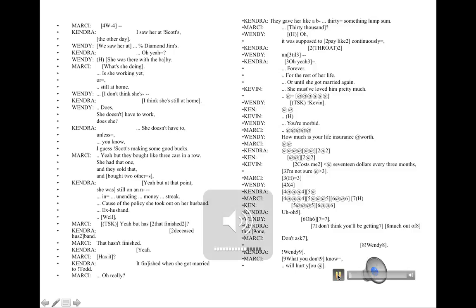Oh, you're not ours. We saw our diamond gems. Oh, yeah? What's she doing? Leaving. Is she working yet or still at home? She doesn't have to work, does she? She didn't have to unless, you know, I guess God's making some good bets. Yeah, but they bought like three cars in a row. She had that one and they sold that. And yeah, but to that others. Point, she was still on an unending money streak. The policy she took out on her husband. Ex-husband. Yeah, but has that finished? That hasn't finished. Yeah, has finished it? When she got married to Todd. Oh, really? They gave her like a 30-something lump sum. 30,000? Oh, it was supposed to pay like continuously until... Forever, for the rest of her life. Or until she got married again. She must have loved him pretty much. Kevin. You're morbid. How much is your life insurance for? Cost me $17 every 3 months, I'm not sure. Don't ask much out of that one. But you don't know will hurt you. What are we doing here?